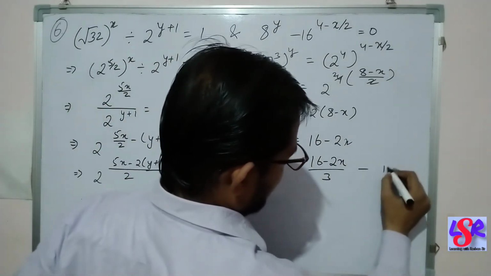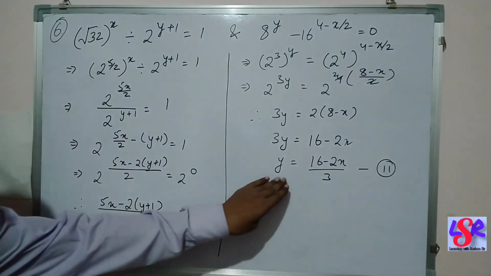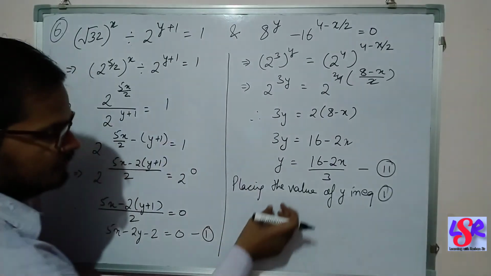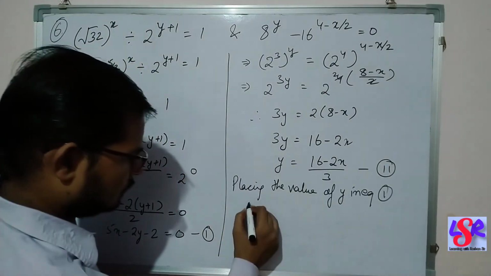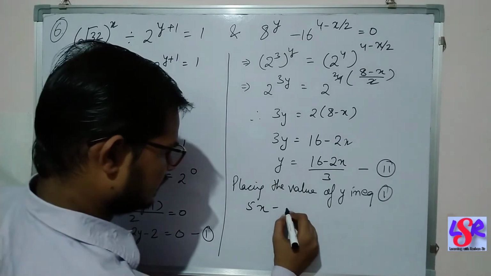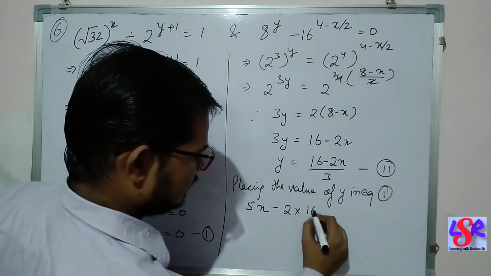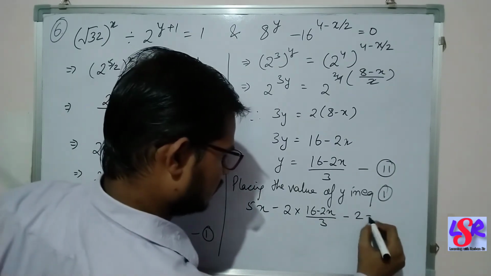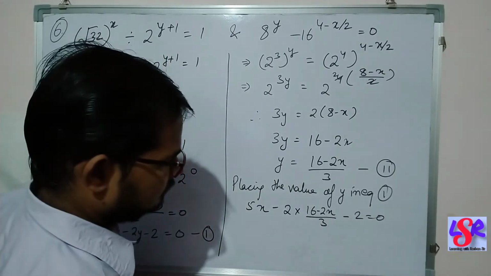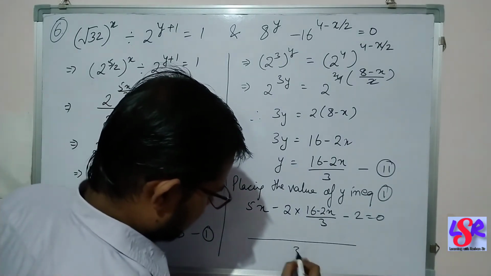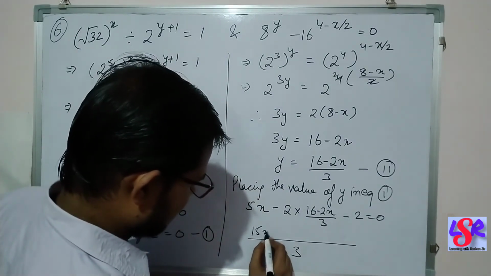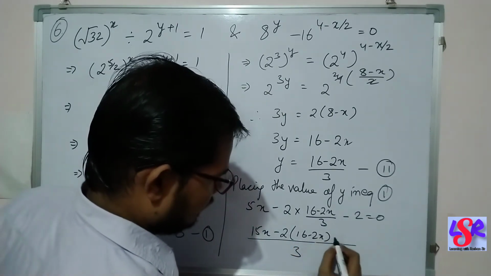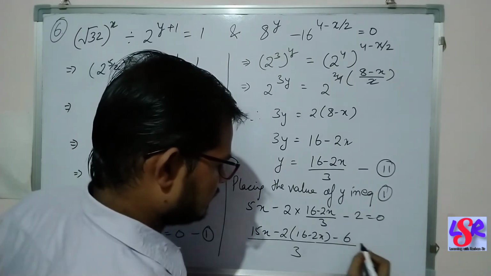Let this one be equation number 2. Now we can place the value of y from here in this equation. So placing the value of y in equation number 1, we get 5x minus 2 into (16 minus 2x) upon 3 minus 2 equals 0. Now we'll take the LCM of 3 for all, and this will be 3 over here, that is 15x minus 2 into (16 minus 2x) minus 3 into 2 equals 0.